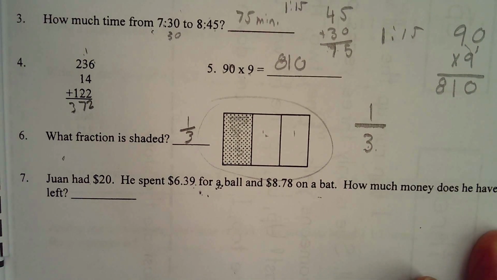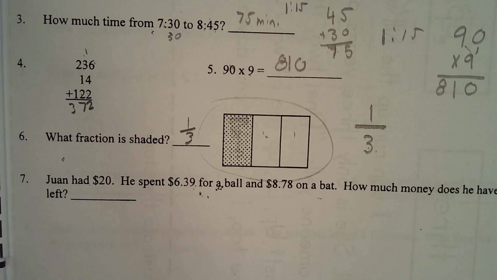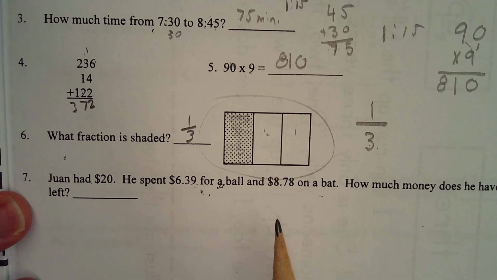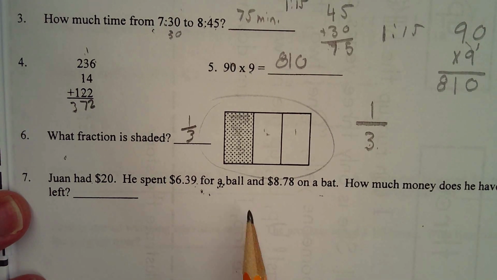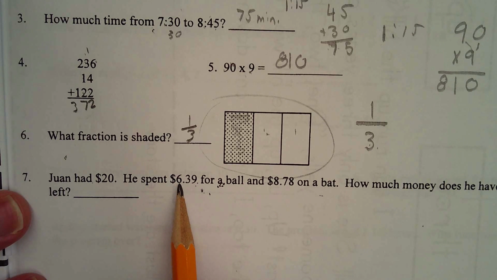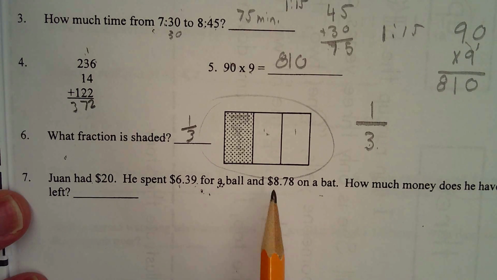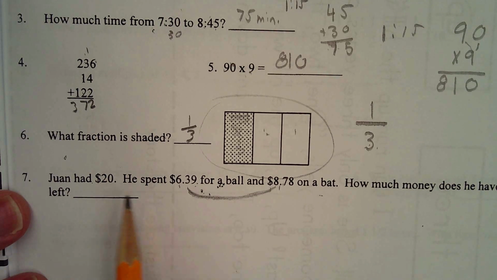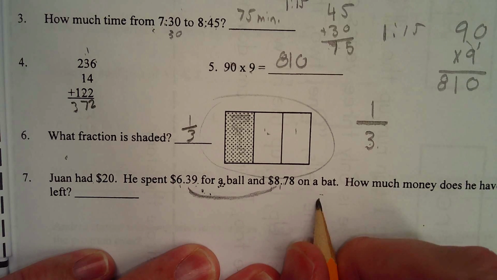Okay. Juan, he's got it like a discount here, because he had $20 and he spent $6.39 on a ball and $8.78 on a bat. How much money does he have left? We're going to do 2 things. We could do 20 minus 6.39 and then take that answer and minus the 8.78. Or what I'm going to do is add those 2 together and just see how much money he spent, and then take it away from the 20.